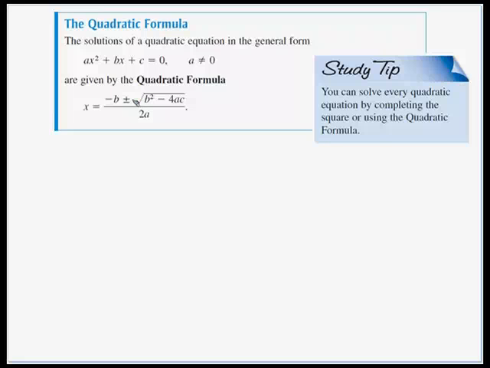x equals negative b plus or minus the square root of b squared minus 4ac, all divided by 2a. A little study tip here: you can solve every quadratic equation by completing the square or by using this quadratic formula. Because remember, we got this quadratic formula by the completing the square method. So no matter what quadratic equation I throw at you, you can always solve it with the quadratic formula or completing the square.